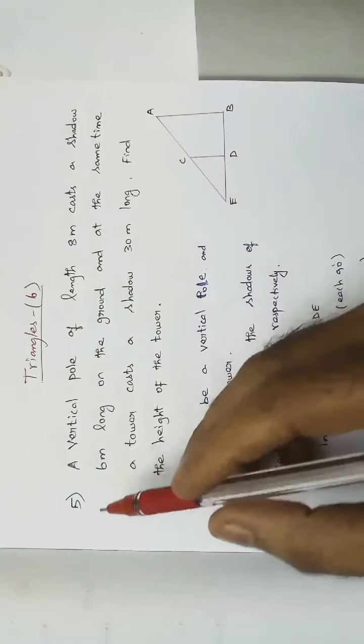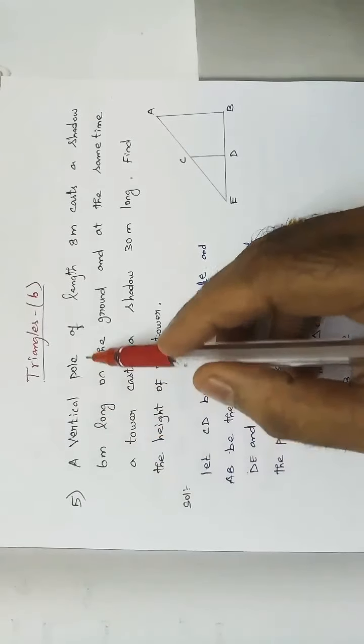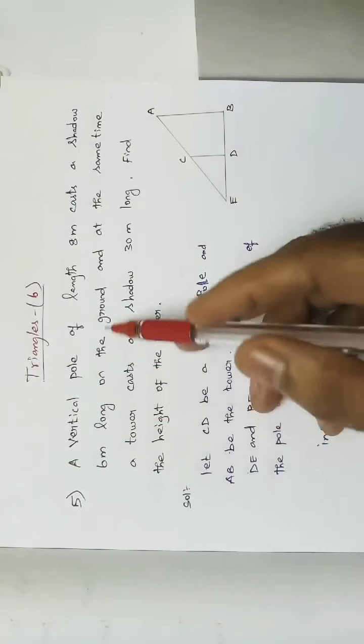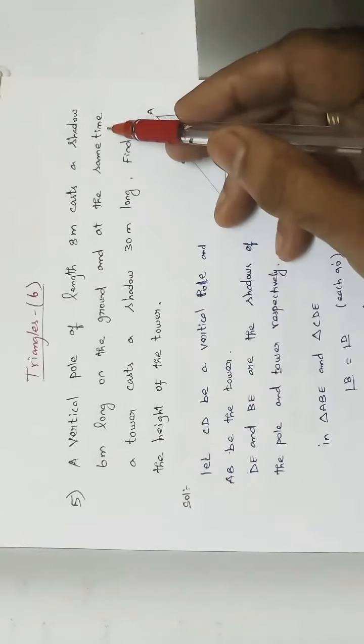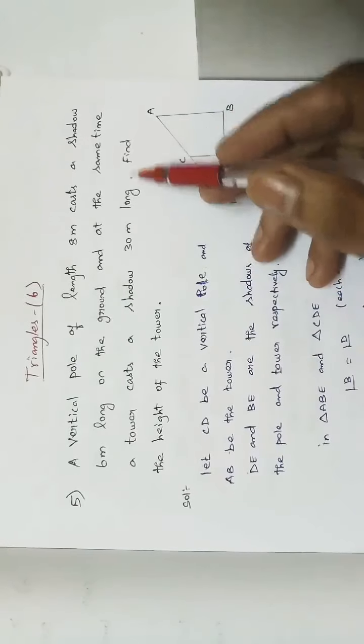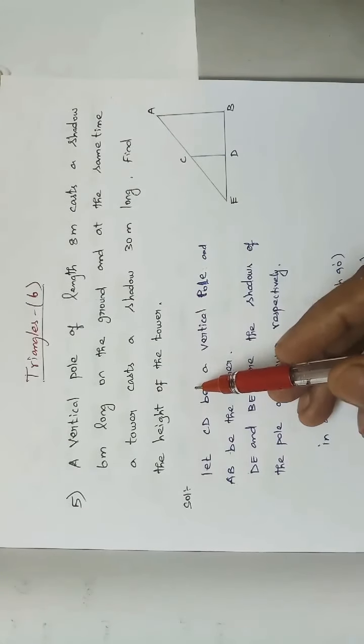So sum number 5. A vertical pole of length 8 meter casts a shadow 6 meter long on the ground. And at the same time, a tower casts a shadow 30 meter long. Find the height of the tower.